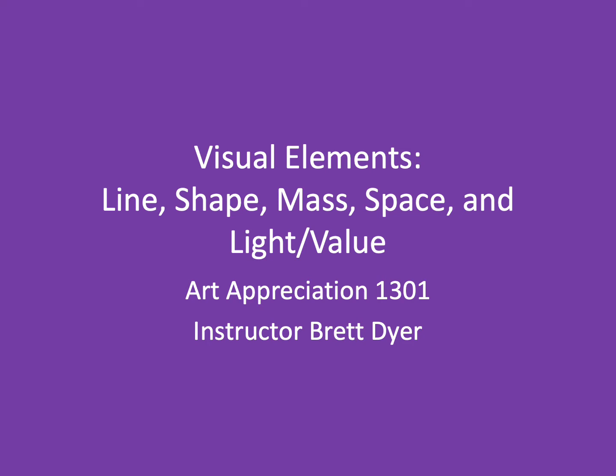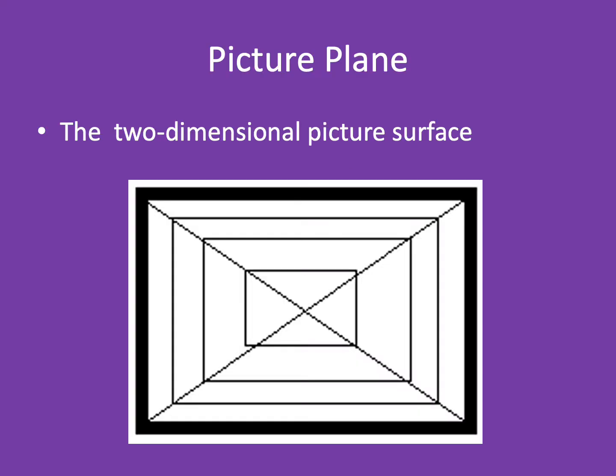Hello. Today we're going to start talking about the visual elements. When we talk about artwork that's on a flat surface, we usually call that the picture plane, no matter if it's a canvas or drawing paper. The picture plane refers to that two-dimensional plane in which the artist will work.